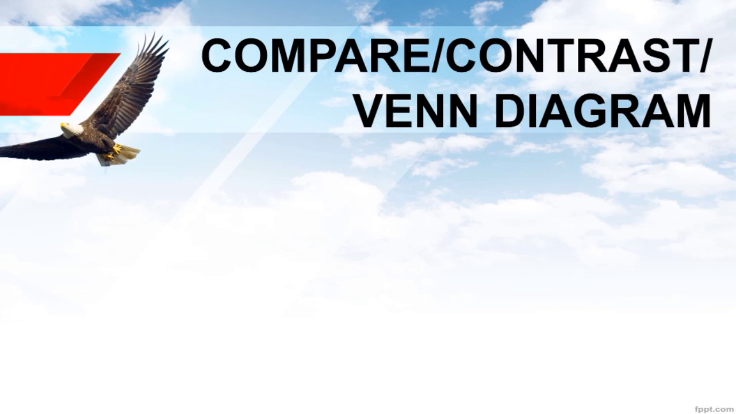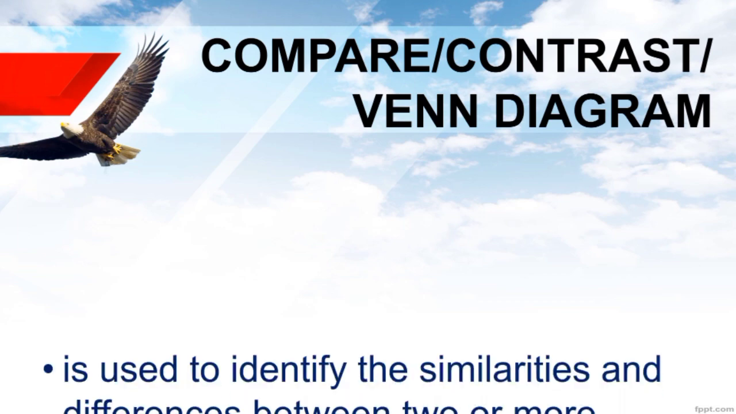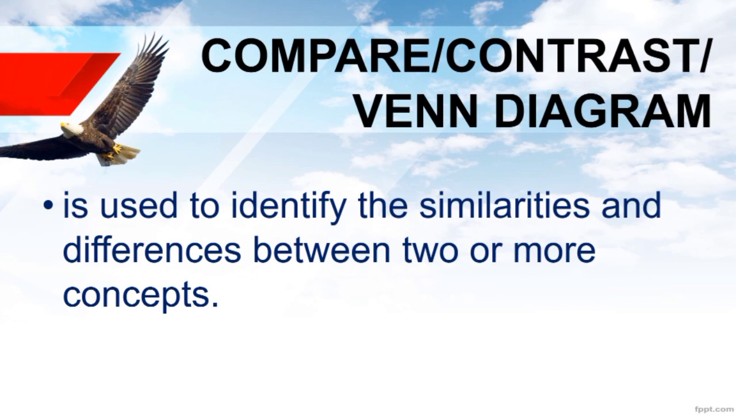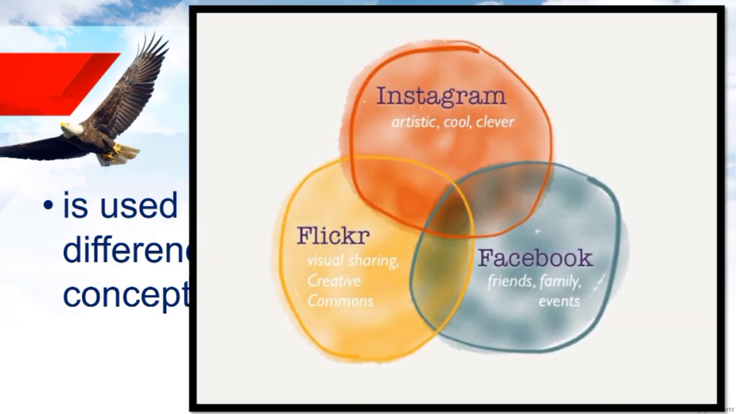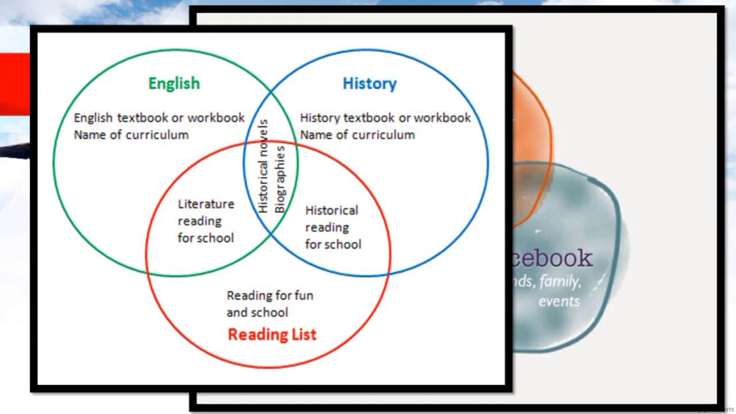Venn diagram. Compare, contrast. What is a Venn diagram? A Venn diagram is used to identify the similarities and differences between two or more concepts. These are just some of the examples of Venn diagram.